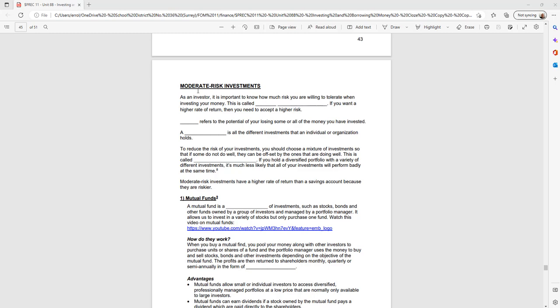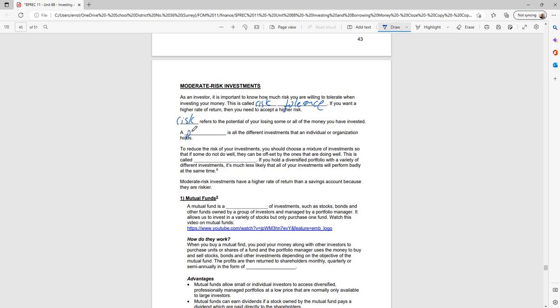All right, so moderate risk investment. As an investor, it's important to know how much risk you're willing to tolerate when investing your money. This is called risk tolerance, okay? If you want a higher rate of return, then you need to accept higher risk. So risk refers to the potential of your losing some or all of the money you invested.